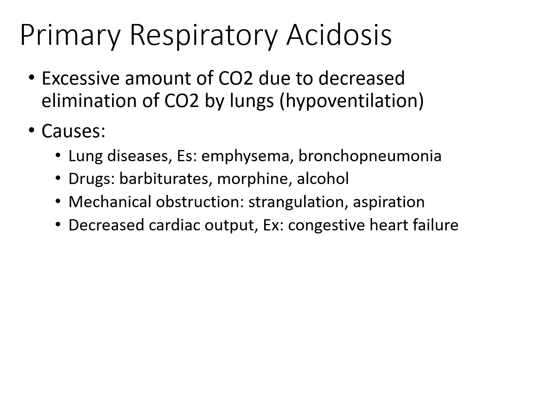Primary respiratory acidosis is caused by an excessive amount of carbon dioxide due to decreased elimination by the lungs, or hypoventilation. This leads to an increased partial pressure of carbon dioxide in the blood, which lowers the pH. Causes: lung diseases such as emphysema can cause this. Certain drugs like barbiturates or morphine, even alcohol. Mechanical obstruction, so if there's been strangulation or aspiration, and also a decreased cardiac output from something like congestive heart failure.